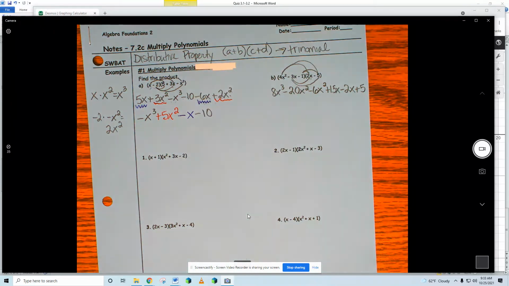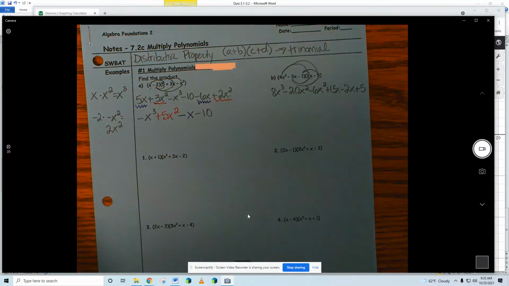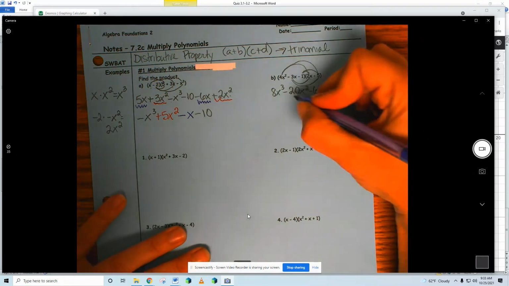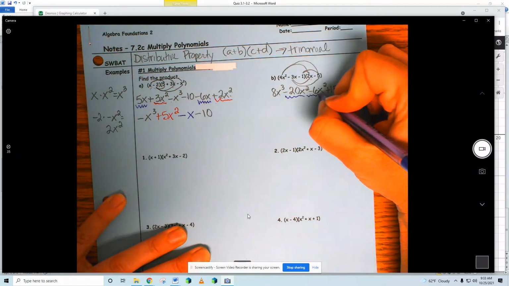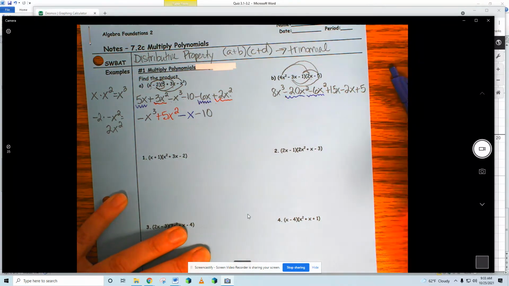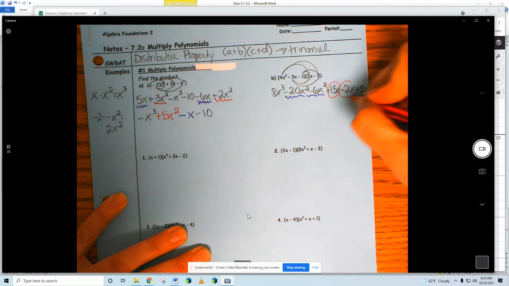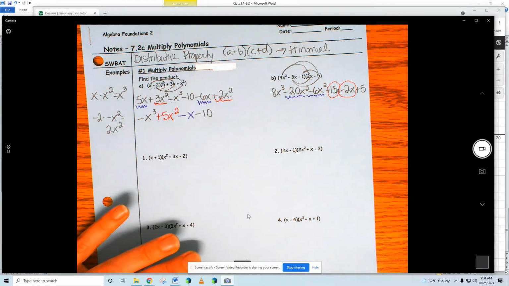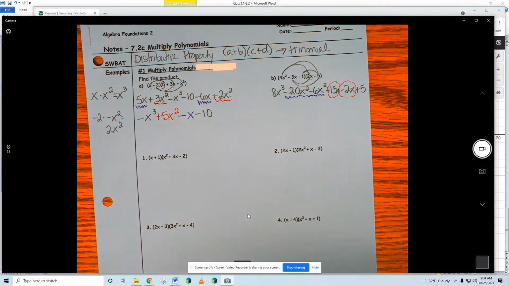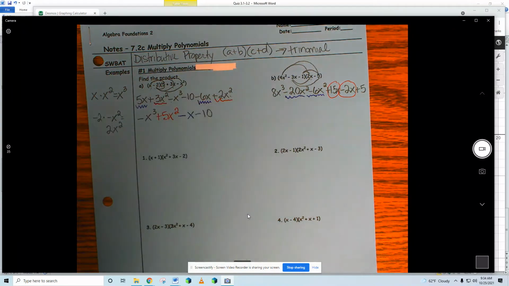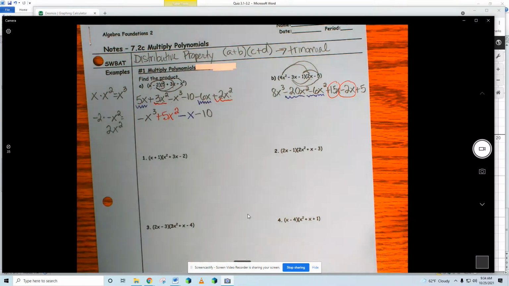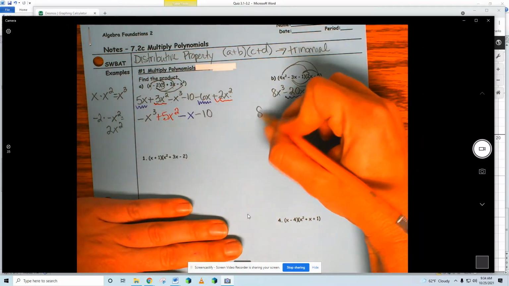Okay. Oh, it's kind of nice that it's in order. Because the x cubed is all alone. But I've got to do my x squareds together. And then my x to the first power is together. The 5 is going to be all alone. Poor 5. Okay. Here we go. 8x cubed.